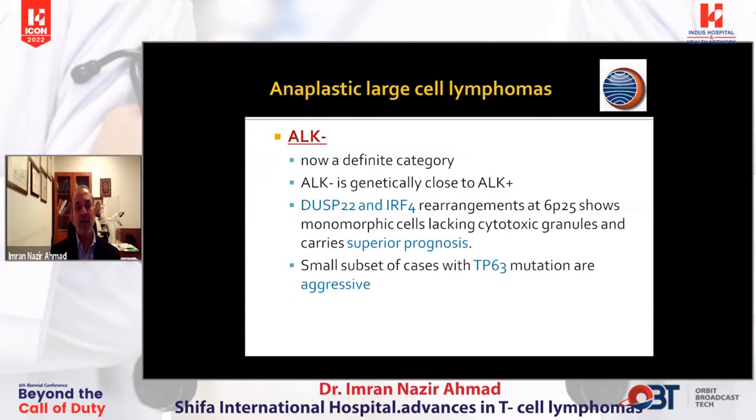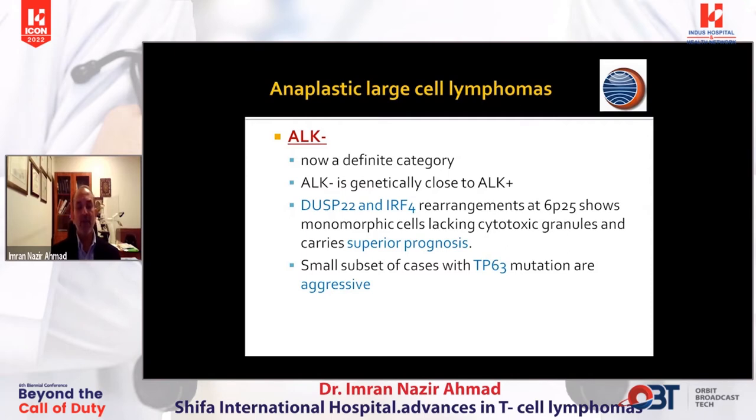Anaplastic large cell lymphoma, ALK negative. It used to be a provisional entity. Now it's a definitive category. By definition it should be ALK negative, but it is very genetically close to ALK positive ALCL.